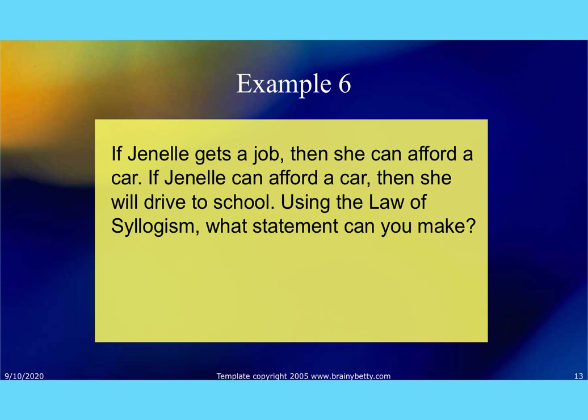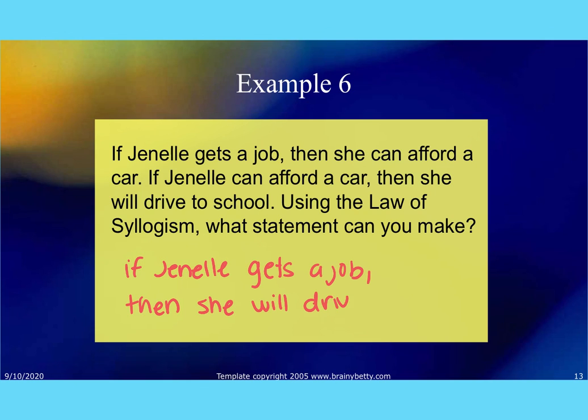All right, example 6. If Janelle gets a job, then she can afford a car. If Janelle can afford a car, then she'll drive to school. Now we're using law of syllogism. What statement can we make? Sophia. If Janelle gets a job, then she'll drive to school. Good. So if we look at these two statements, if she gets a job, she can afford the car. If she can afford the car, she drives to school. We are literally removing the repeated part and merging the other two together.